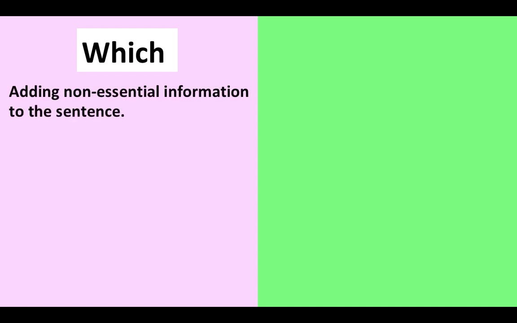Which. Which is used when adding non-essential information to the sentence. We use this in a non-restrictive relative clause. The information isn't required to understand the noun or the meaning of the sentence, so it's extra information.